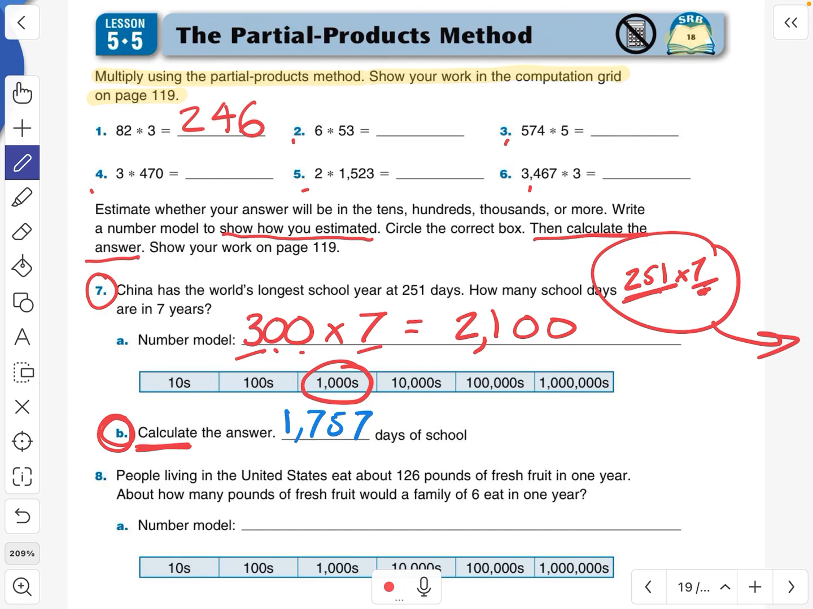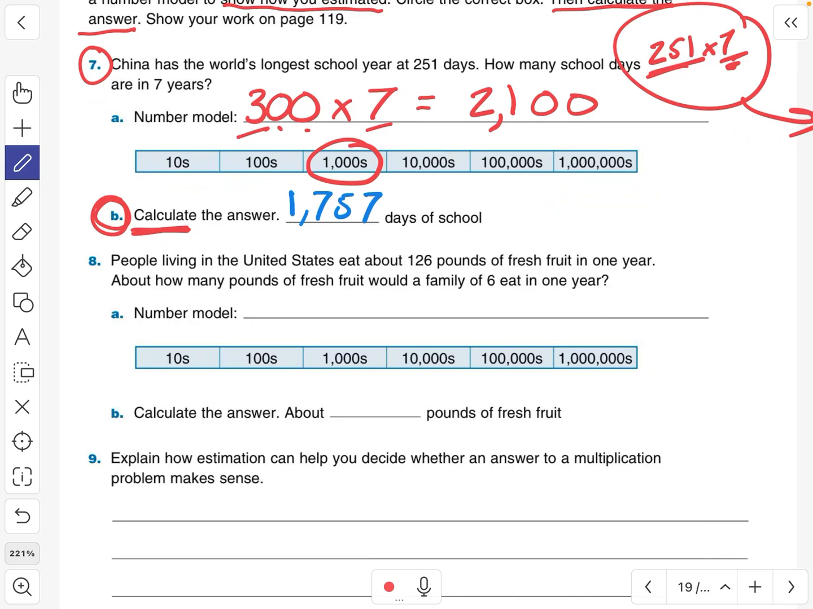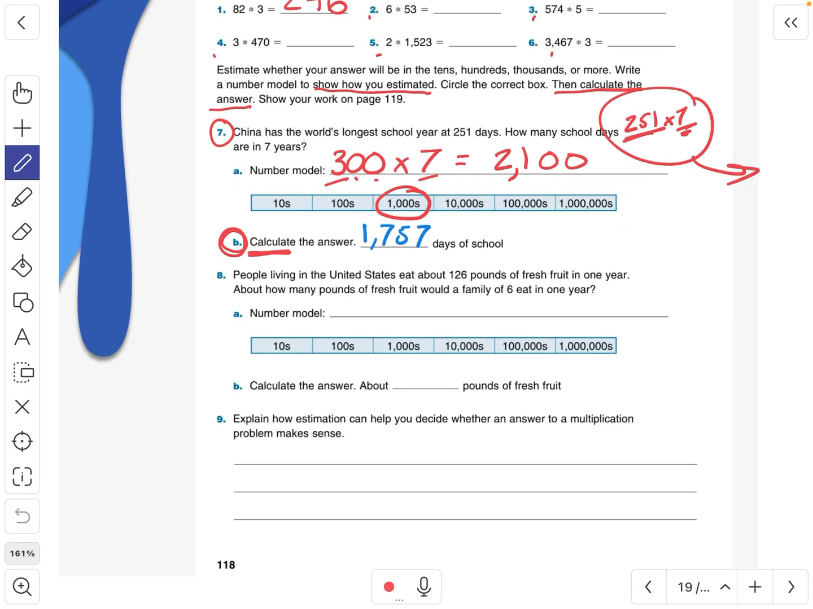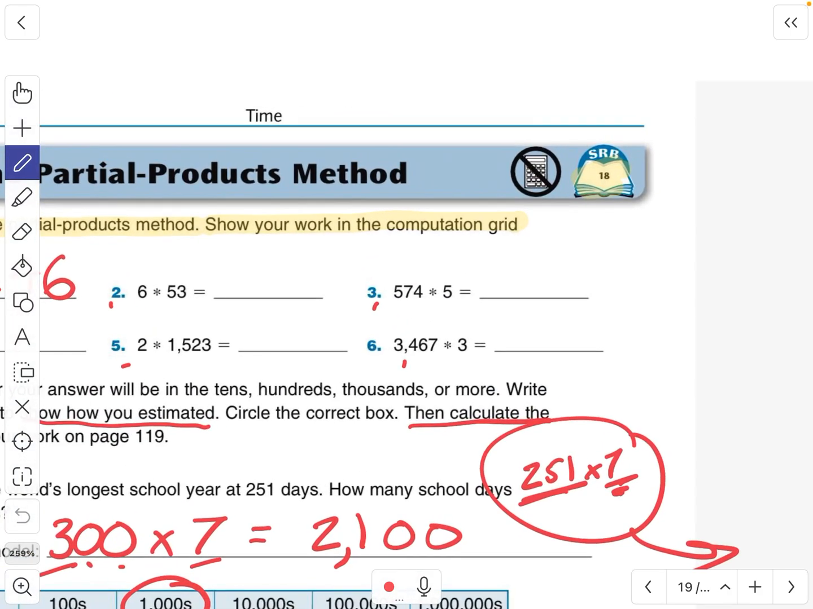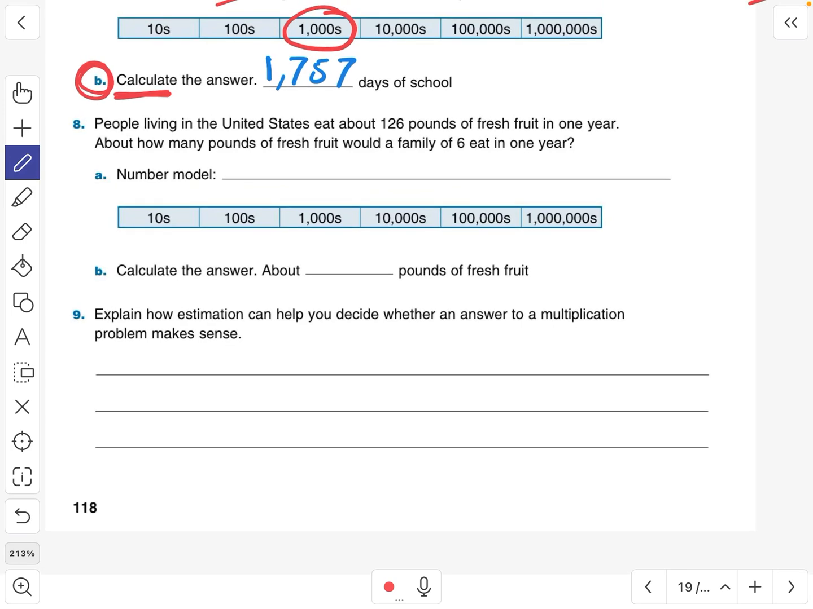Okay, now you're going to do the next one. You're going to do number 8 on your own. And you're going to check the answer on the slide that has the answer key in the slideshow. And then remember, if you still have questions after that, you can either look at page 18 in your student reference book, or you can come this afternoon and talk to your teacher, or send your teacher a message at any time for help. And then number 9 is a bigger question. Explain how estimation can help you decide whether an answer to a multiplication problem makes sense.